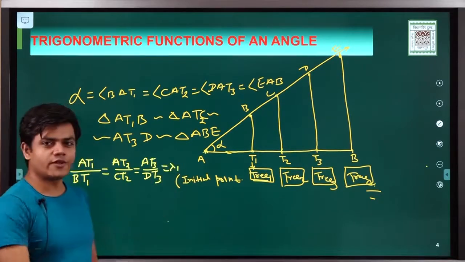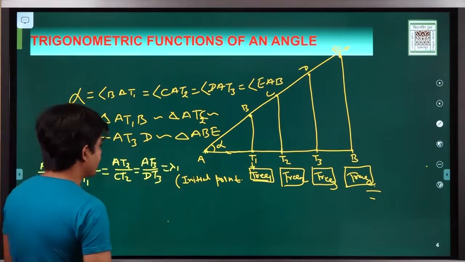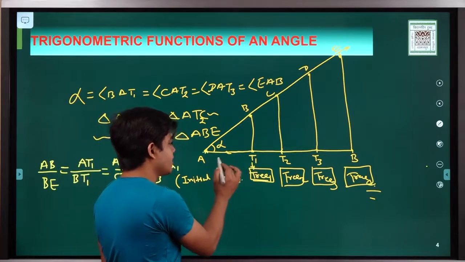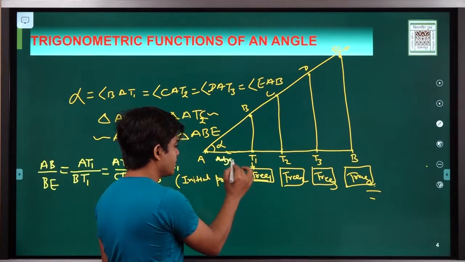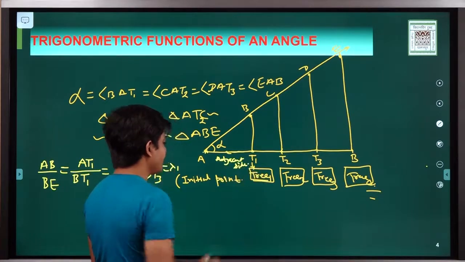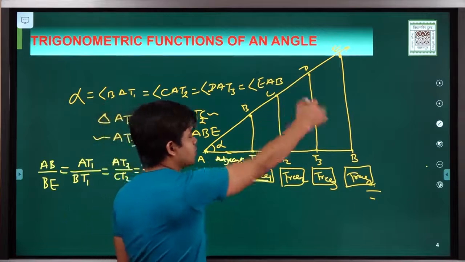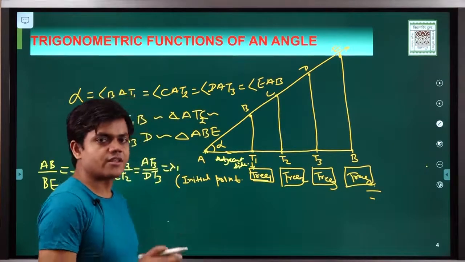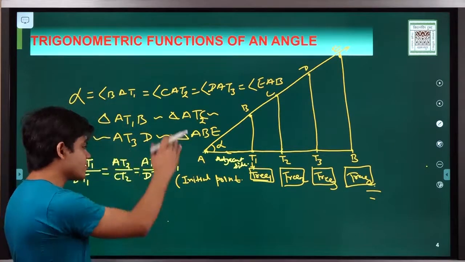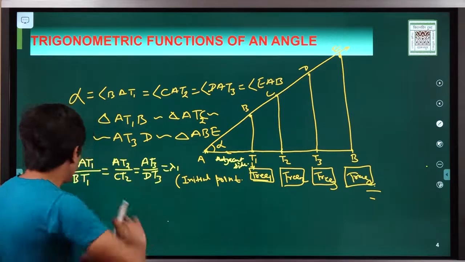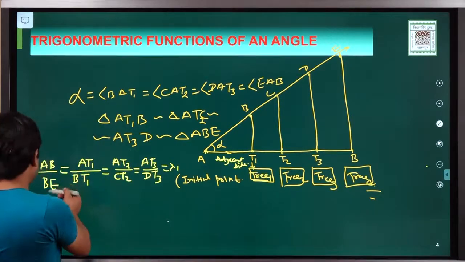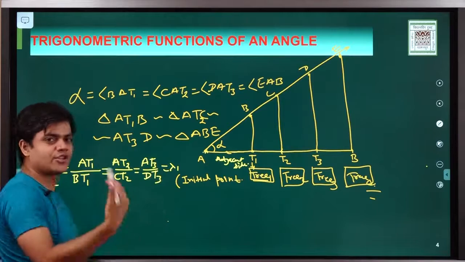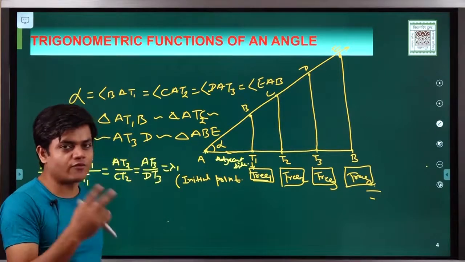So this is one kind of ratio. AT1 upon BT1 is the ratio between the adjacent side and the opposite side. This side is called the adjacent side, and BT1, CT2, DT3, EB are all called opposite sides. We can reverse it: EB by AB, BT1 by AT1, CT2 by AT2, DT3 by AT3, and it will become 1 by lambda 1. So two kinds of ratio are already here.